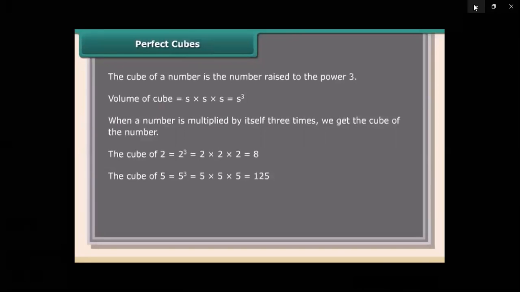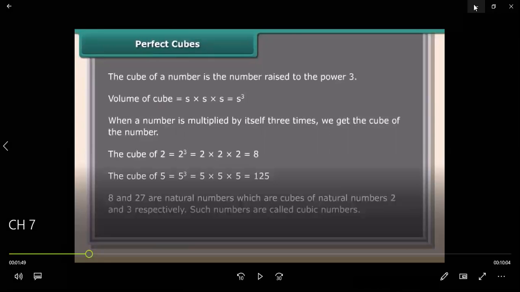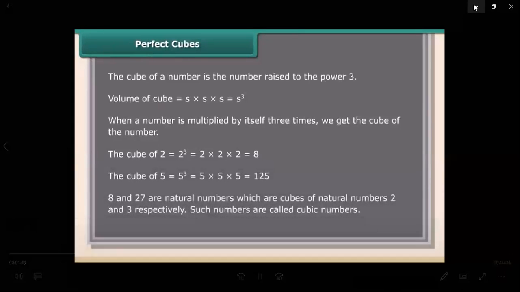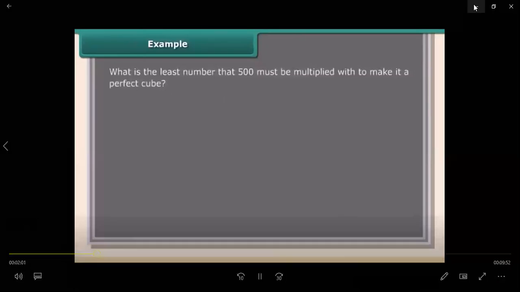So in this way, we can easily find the cube of a given number. Further, we can say that 8 and 27 are natural numbers which are cubes of natural numbers 2 and 3 respectively. Such numbers are called cubic numbers. For 4, we'll get 64. So 8, 27, 64, such types of numbers are called cubic numbers.